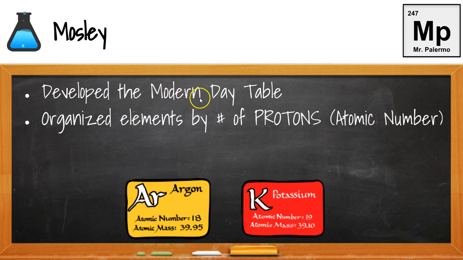This is the modern day table, which is in your periodic table, and he organized them based upon the number of protons, which he called the atomic number. And that fixed most of the inconsistencies with the exception of hydrogen, which we talked about in class.